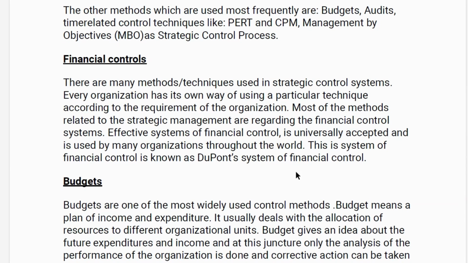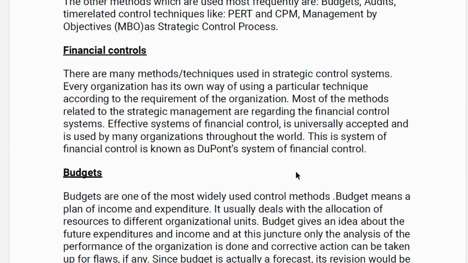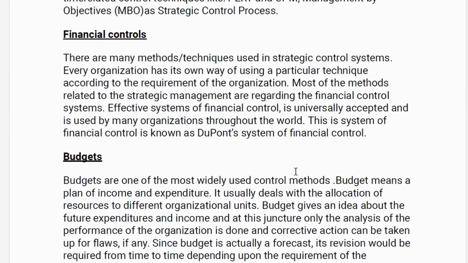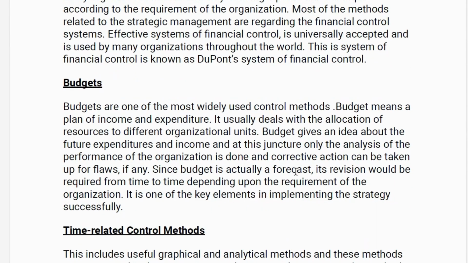Most of the methods related to strategic management are regarding the financial control system. Effective systems of financial control are universally accepted in many organizations throughout the world. This system of financial control is also known as the DuPont system of financial control. Then, budgets are the most widely used control method.